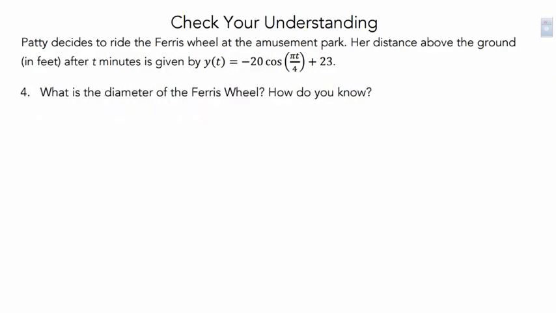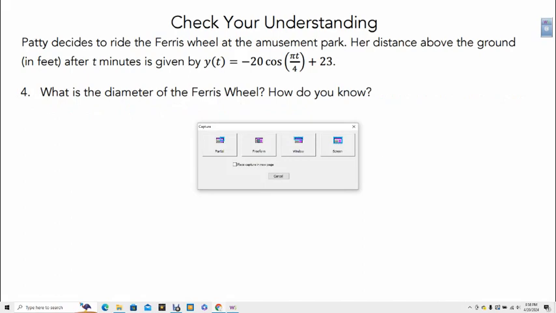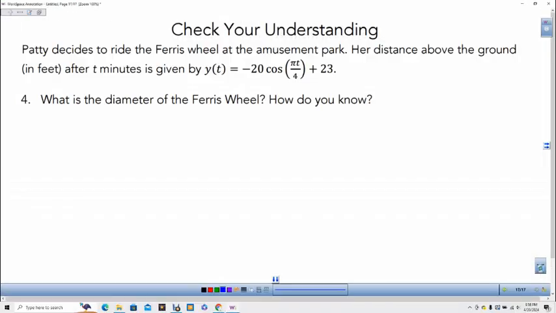All right, and part 4, what is the diameter of the Ferris wheel? Well, the diameter of the Ferris wheel, if we think about the circle, it's going to be the highest value, the maximum, minus the minimum value. So we have a maximum value of 43 minus 3, which is going to be 40 feet.